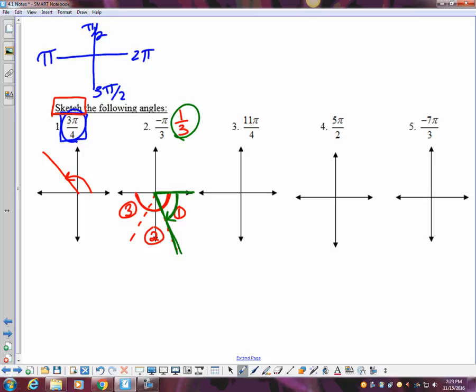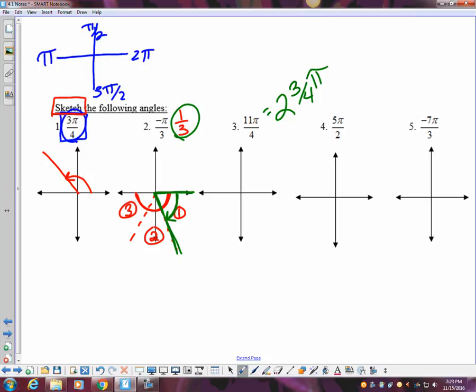When you get to number 3 and it's 11 pi over 4, the first thing I'm going to ask is how many pi's is that? We'll divide up. 4 goes into 11 2 times, so 2 full pi's. 4 goes into 11 up to 8, so there are 3 left over. So I have 2 3/4 pi.